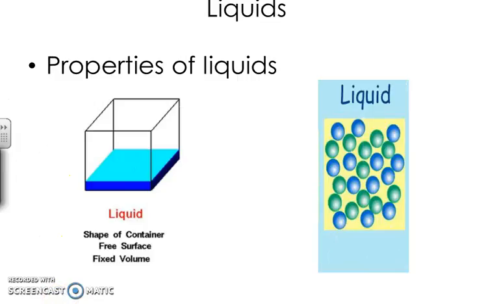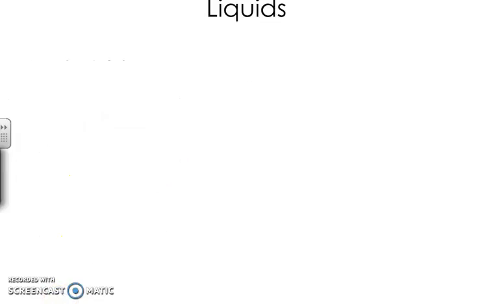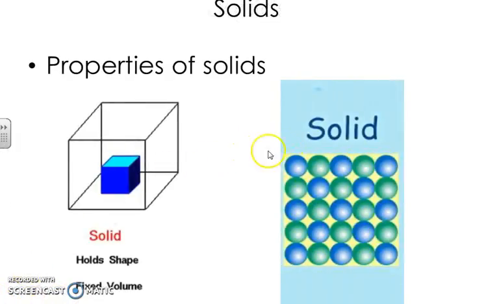Let's go back to solids for just a moment. Another primary property of solids is that the particles do move, but they tend to just vibrate in fixed positions. They don't move a lot. If they moved a lot, then solids would do things like flow.